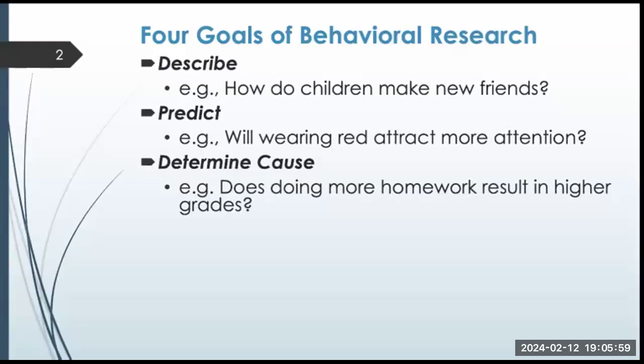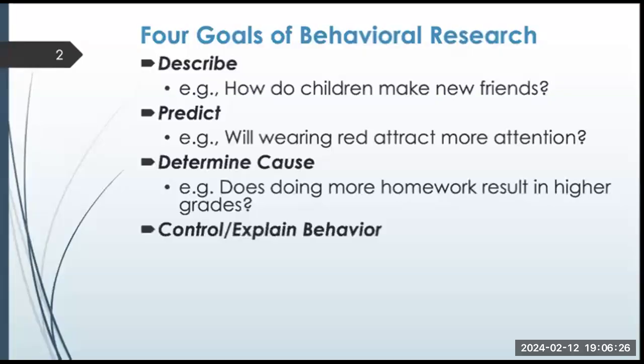Remember that in research designs, the only one that can establish causation is an experiment, because with an experiment, you're actually manipulating one variable to see if that manipulation will result in a change in the other variable. So the variable you manipulate is called the independent variable, and the one that you measure afterwards is the dependent variable. So only an experiment can determine cause.